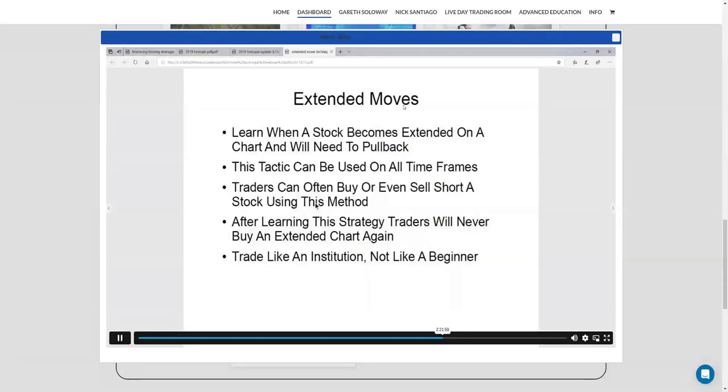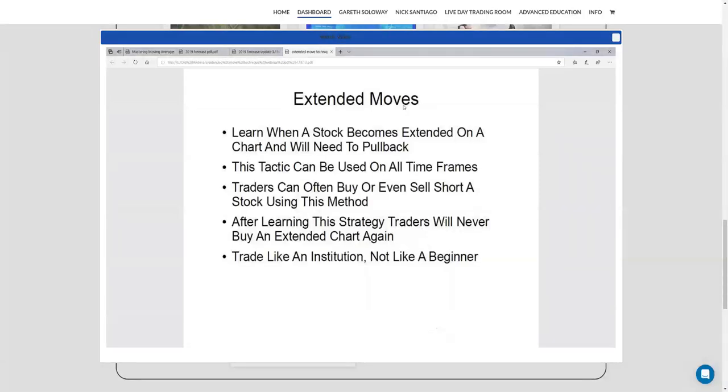This is another moving average technique. And it's not always that you want to use this technique for a trade, but you may want to use this technique to get out of a trade, okay? What it does is you learn when a stock becomes extended on a chart and needs to pull back.